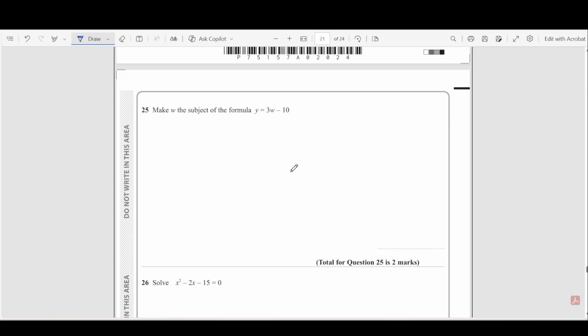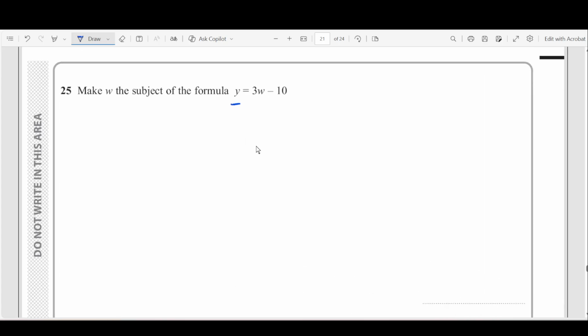Next, it says make w the subject of this formula. So that means we need to, like here we have y, it should be w on this side. This is what it means. So first we need to make w by itself. There should not be any other term with w. This is what it means.